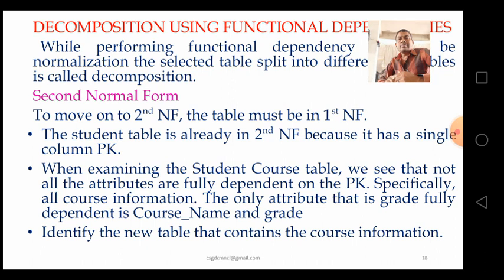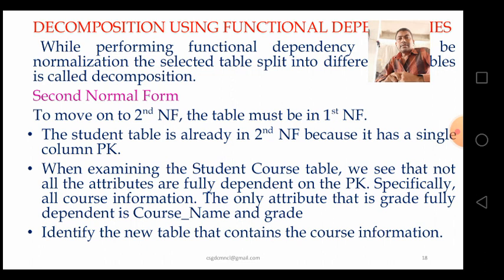Identify the new table that contains the course information. Once again I repeat, the student table is already in second normal form because it has a single column primary key.